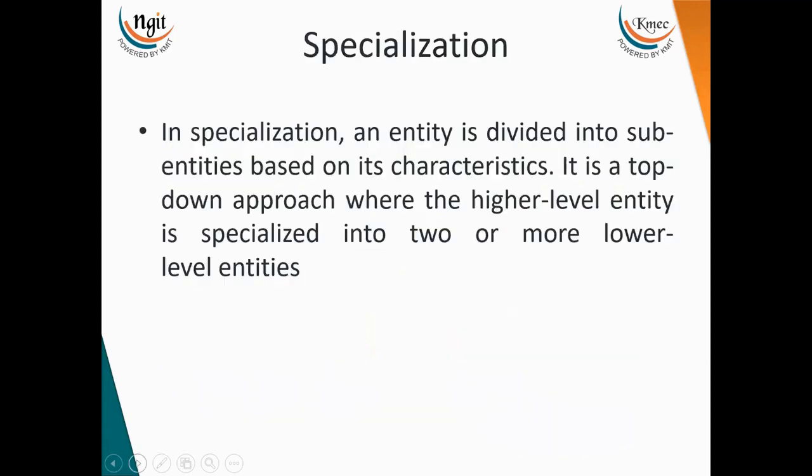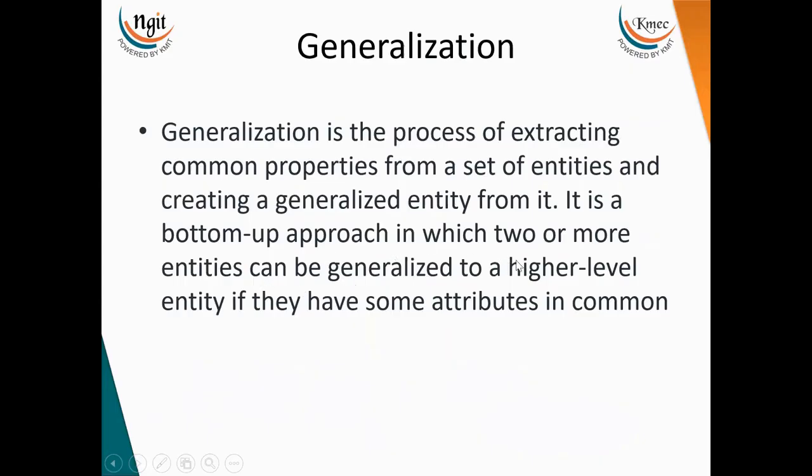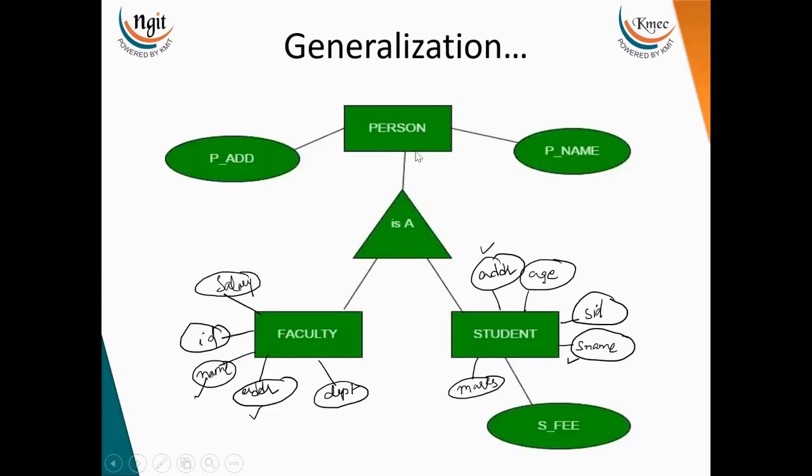It is a bottom-up approach in which two or more entities can be generalized to a higher level entity, as discussed before, if they have some attributes in common. So it is said to be a bottom-up approach, which means you have to start from the bottom and then create an entity moving in an upward direction. And the relationship that exists between these three entities is an is-a relationship. And this is the symbol used for representing the generalization.